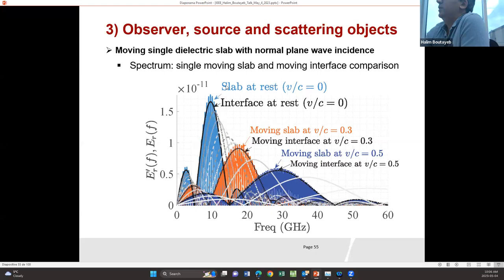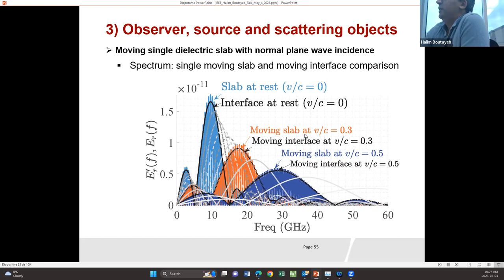Well, this one is a slab at rest. And here is an interface at rest. So you have multiple reflections. This is what you use. That's why you see the resonance. At certain frequencies, you have full transmission, and at certain frequencies, you have reflection.